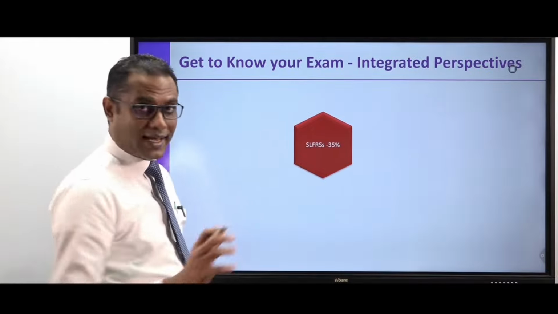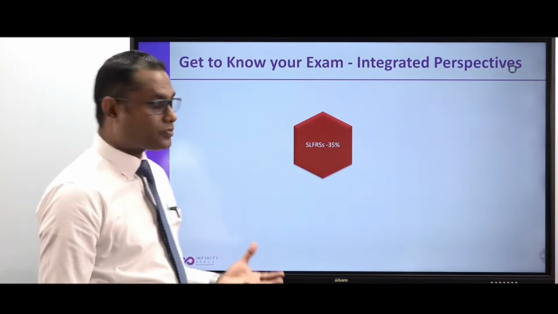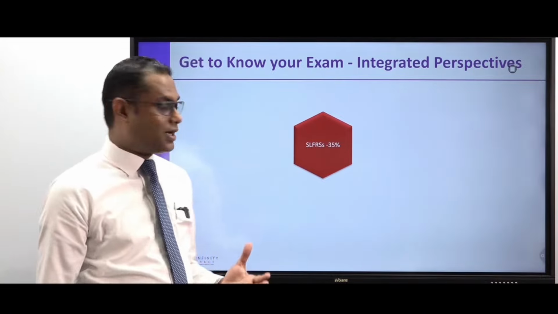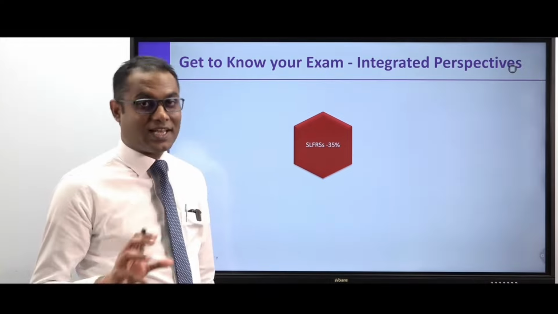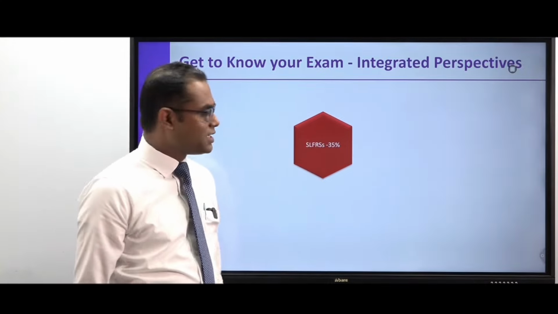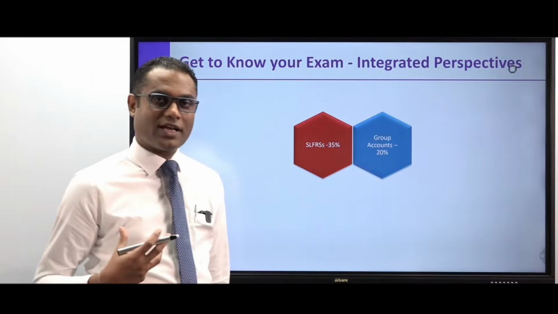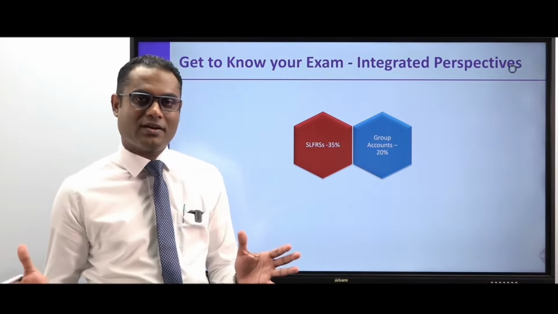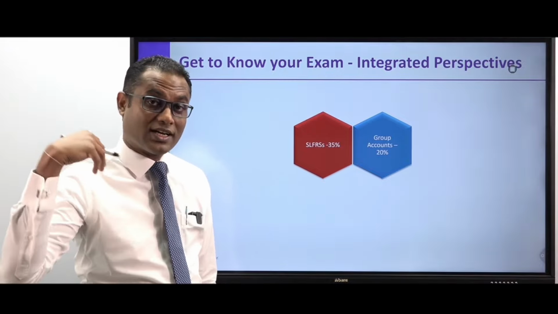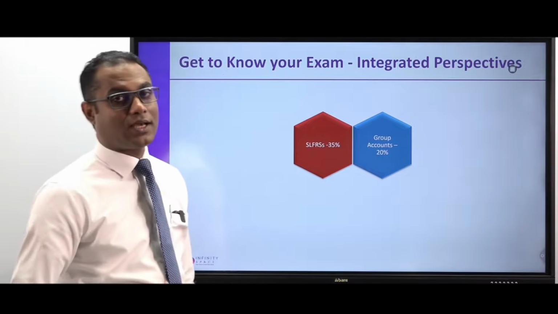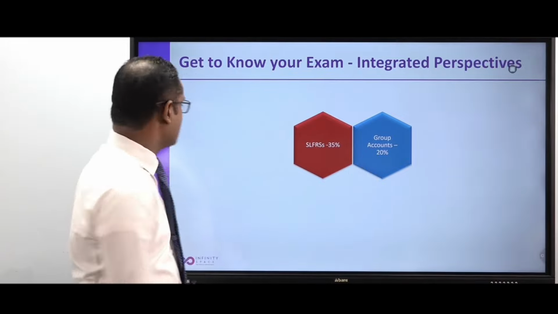Now, if I look at the weightage of the syllabus, 35% of the syllabus consists of SLFRSs. We know there are about 40 accounting standards issued by CA Sri Lanka, right? Out of these standards, most are within the SL1 syllabus, which consists of 35% of the syllabus. Thereafter, group accounts, which means consolidation, how to prepare the consolidated financial statements, right? When you have a parent company and subsidiaries, you might have an associate, you might have a foreign subsidiary. You need to learn how to prepare the consolidated cash flow in addition to the consolidated statement of profit and loss and consolidated statement of financial position. All these things would be included, which consists of 20% of the syllabus.